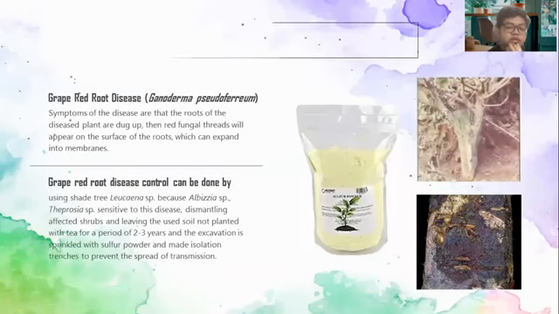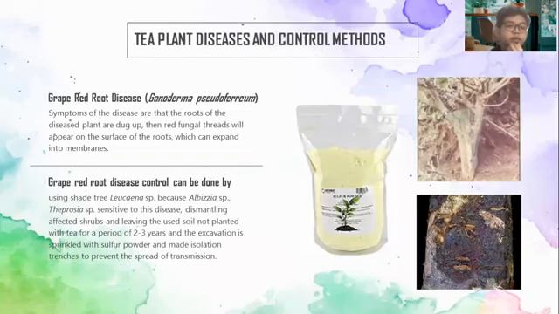The next disease is grape root disease caused by Ganoderma pseudoferreum. Symptoms of the disease are that when the roots of the diseased plant are dug up, red fungal threads will appear on the surface of the roots, which can expand into membranes.